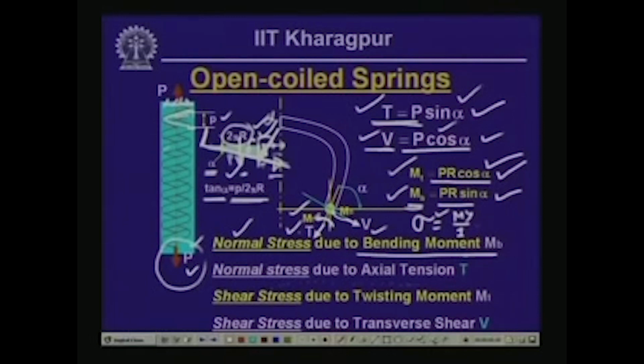Then there will be normal stress because of the axial tension T; T divided by the cross sectional area will give the normal stress. Then because of the direct shear V, we will have the shear stress, V divided by the cross sectional area, and the shear stress because of the twisting moment MT will be, as we know, T by J equals tau by rho. So tau equals T rho by J, which will introduce a shearing stress.